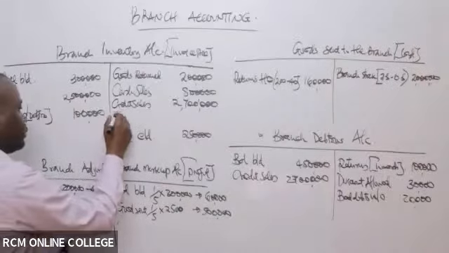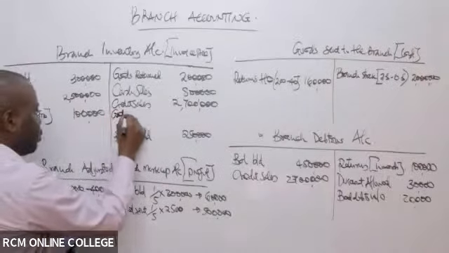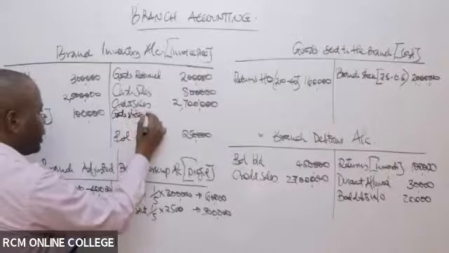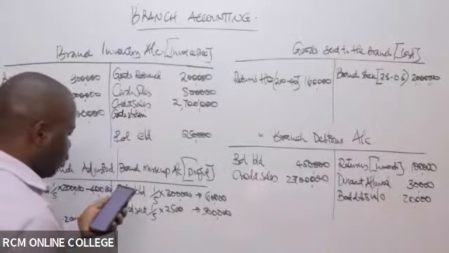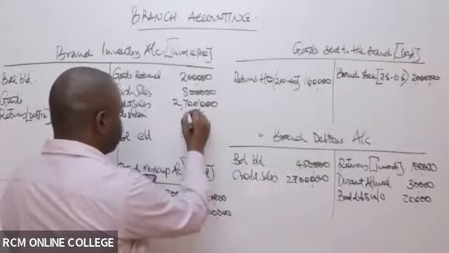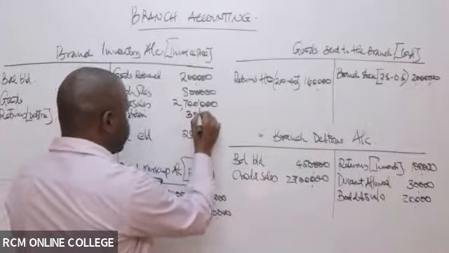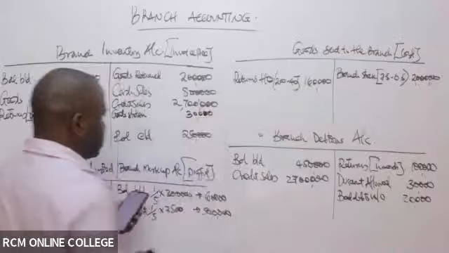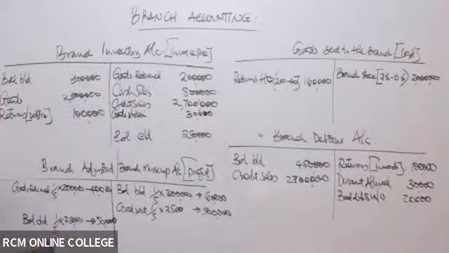So goods stolen, they reduce the goods at the branch. The goods stolen here were of an invoice price of how much? 30,000. So these goods were basically stolen from the branch, and they were worth, in this case, 30,000.